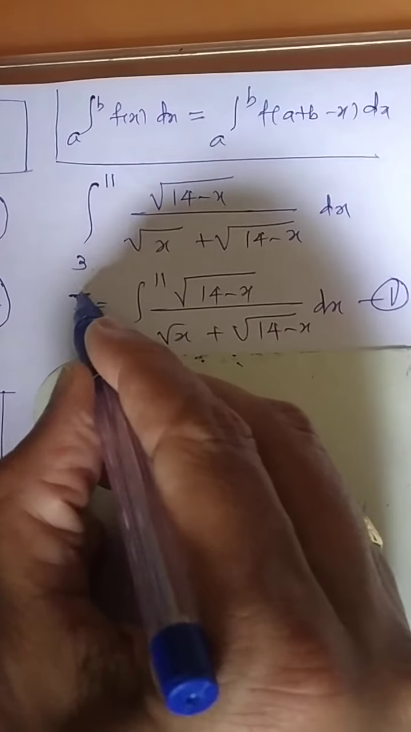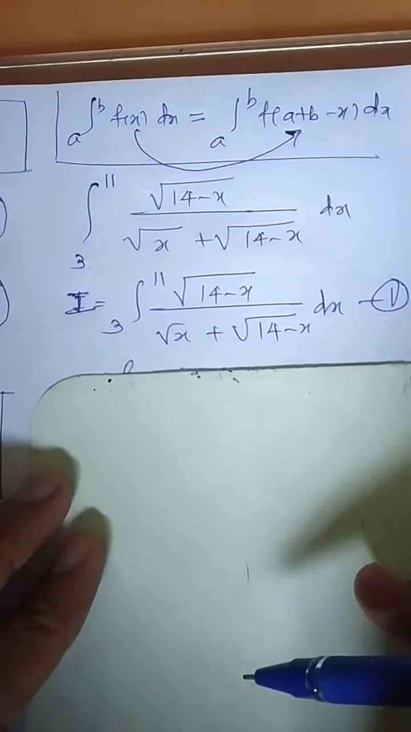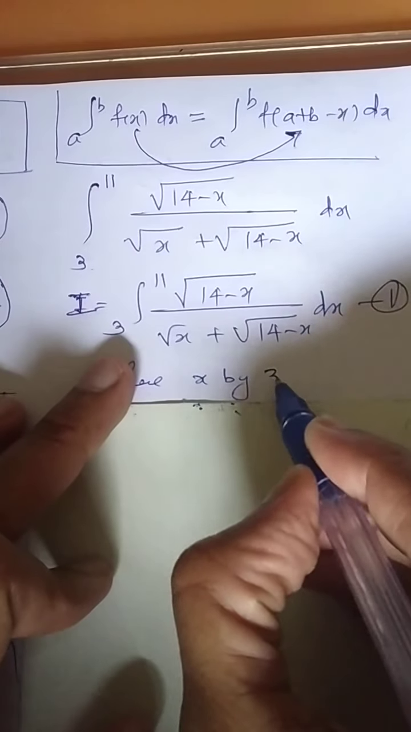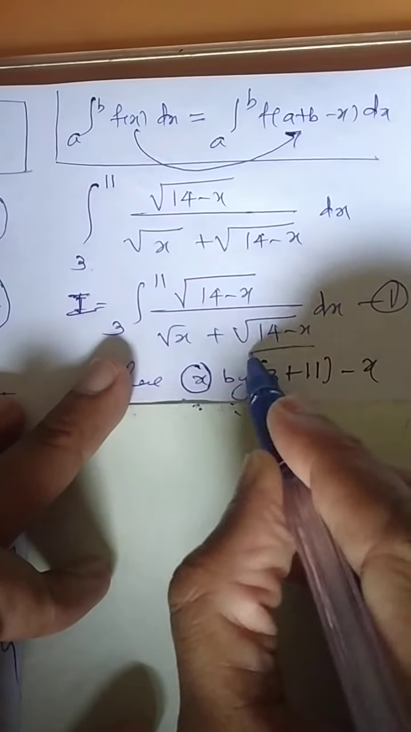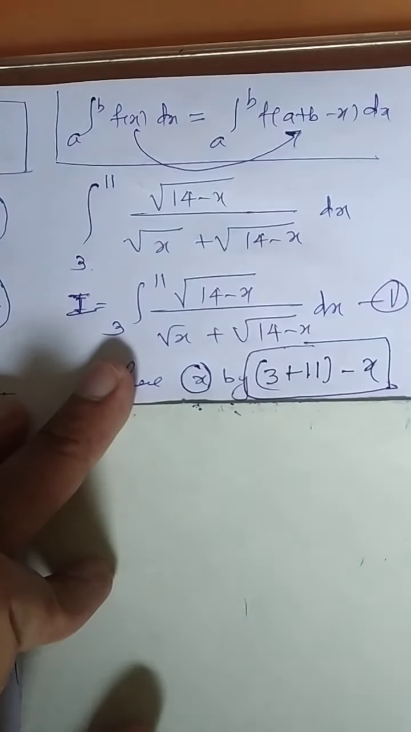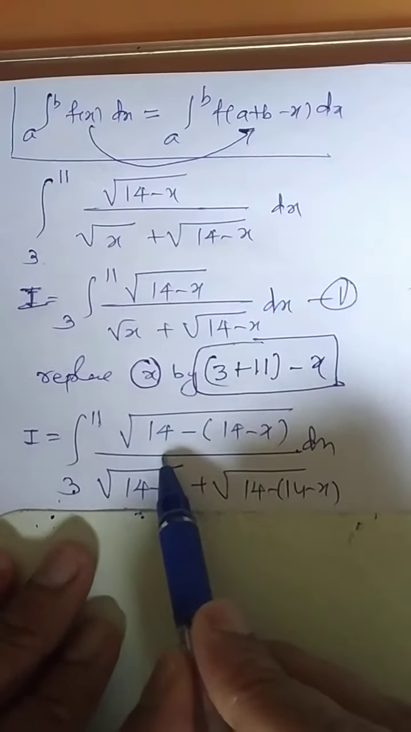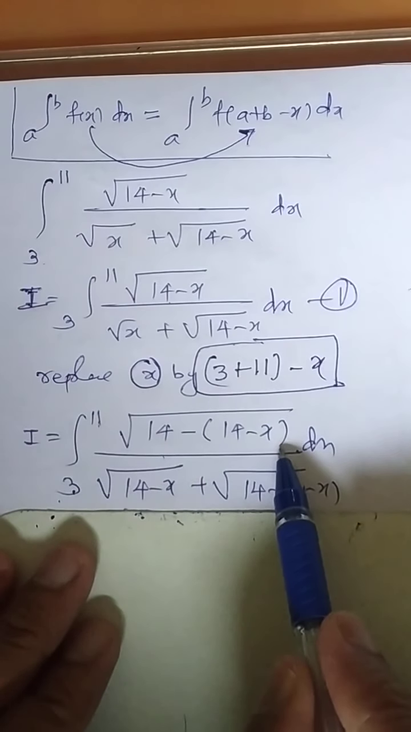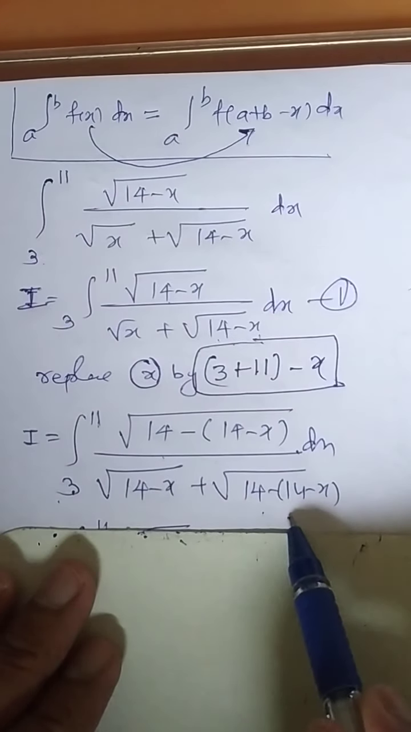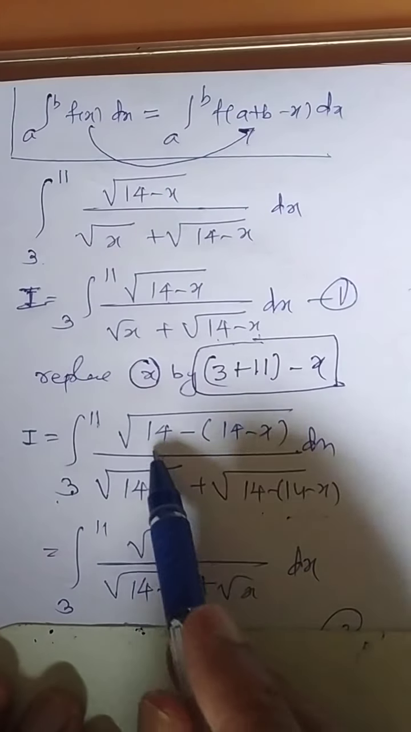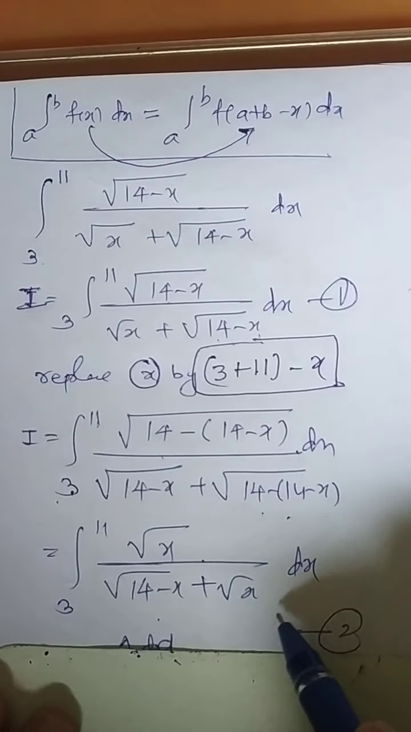What is to be worked out? Just consider the given function as I. Now replace x by a + b − x. Here the limits are 3 and 11, so every x is to be replaced by 14 − x. The limits 3 to 11 remain the same. The 14 is as it is and x becomes 14 − x. Simplify further. Root x over here, and root of 14 − x here. This is your second expression.